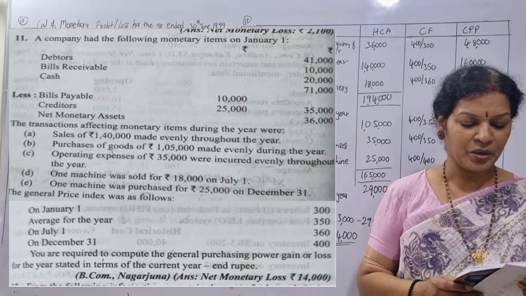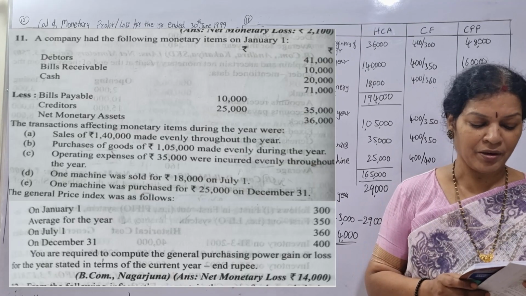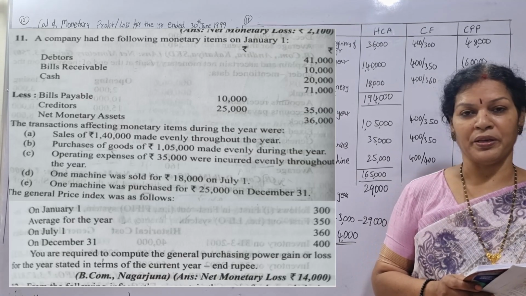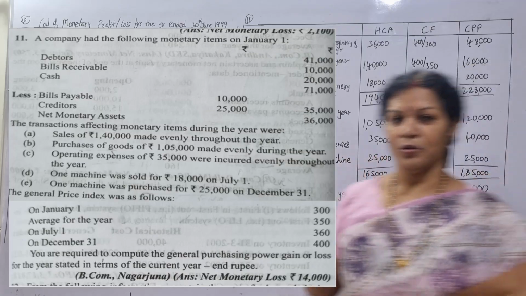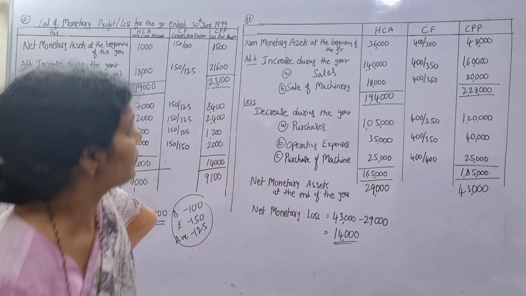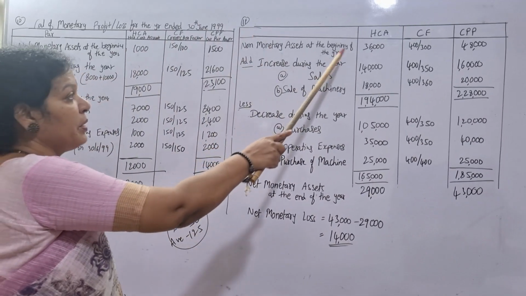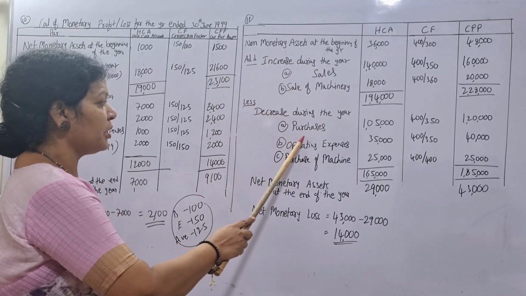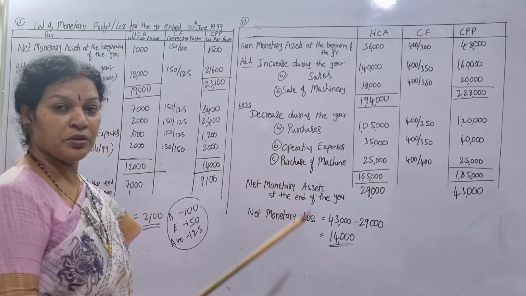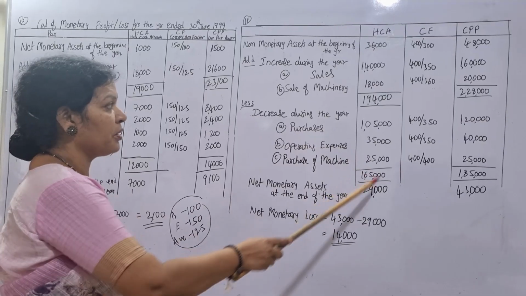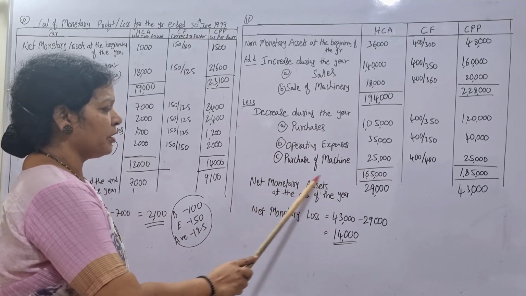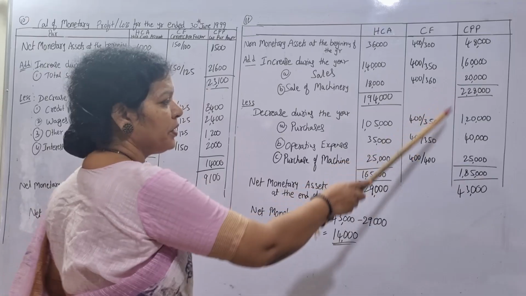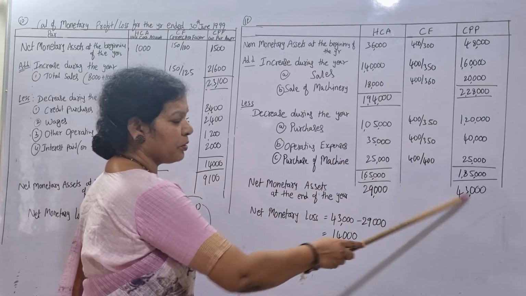Now what they are asking: you are required to compute the general purchasing power gain or loss for the year, stated in terms of the current year-end rupee. Same problem; the solution is this. Same as net monetary assets at the beginning of the year, increase during the year is sales and sale of machinery. Decrease during the year is purchases, operating expenses, purchase of machinery. If you deduct these three items, you get net monetary assets at the end of the year. 1,94,000 minus 1,65,000 is 29,000. In the same way, 2,28,000 minus 1,85,000, so 43,000 you are going to get.